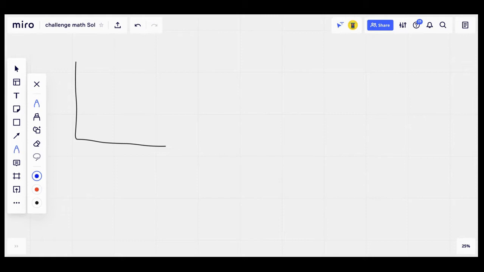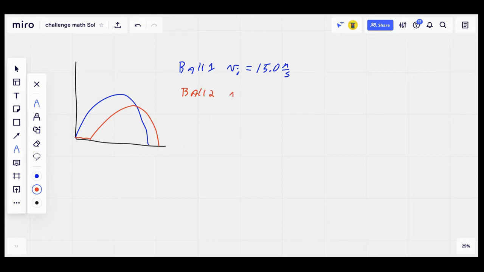The first ball is launched at 15 meters per second. So basically it does something like that. And the second ball is launched vertically at 12 meters per second, but it's launched 1.15 seconds later. So it's something like this. Okay. So now let's just get the information written down here, so we can keep track of everything while we go through this solution.